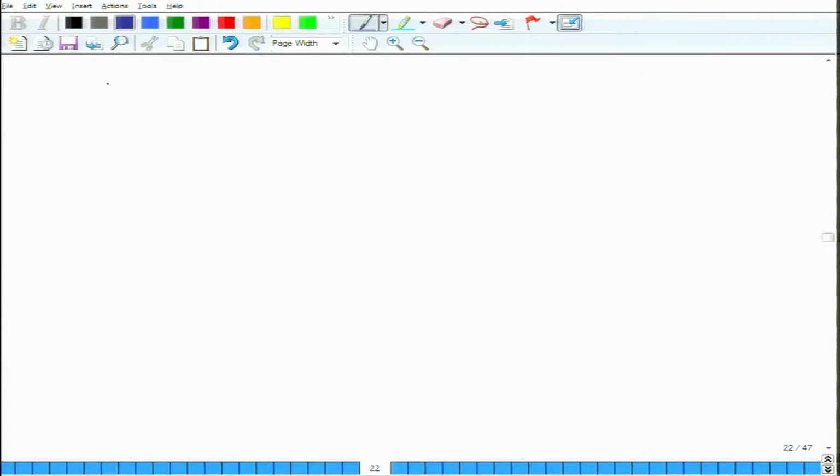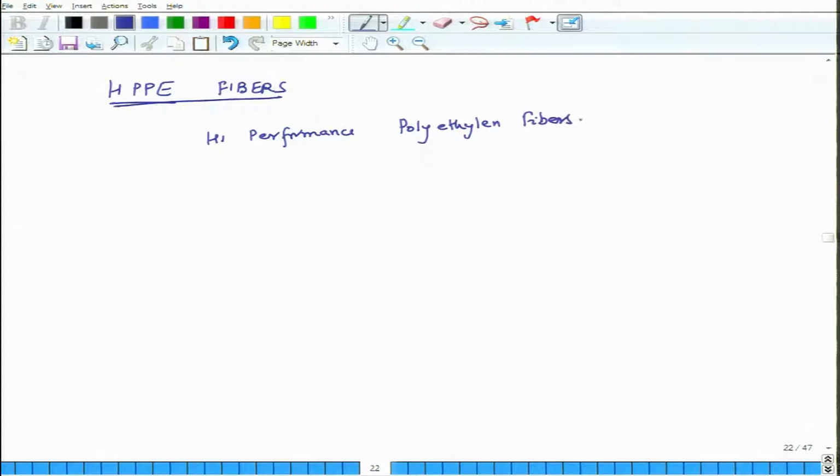The other class of fibers is called HPPE fibers. So, what are HPPE? This is high performance polyethylene fibers. Now, these are very interesting fibers and they have some very neat applications, but before that they come in different names. So, this is HPPE.